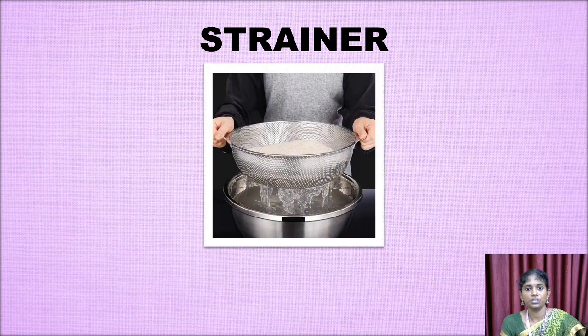The next word, strainer. Look into the image. So this is what we call as strainer. You are rinsing or cleaning vegetables and you are just draining out the boiling water. It means this particular utensil we can call it as a strainer. It will be very useful for us to remove the excess of water from the food products.